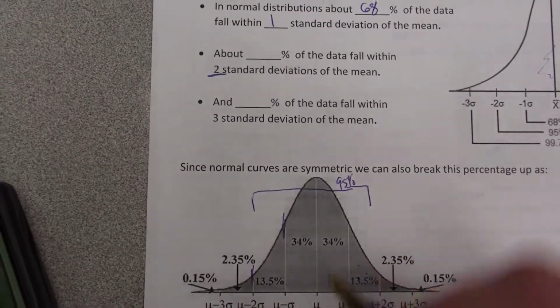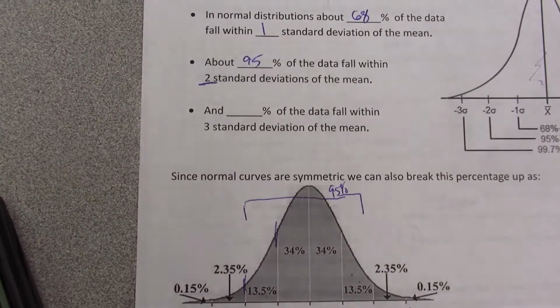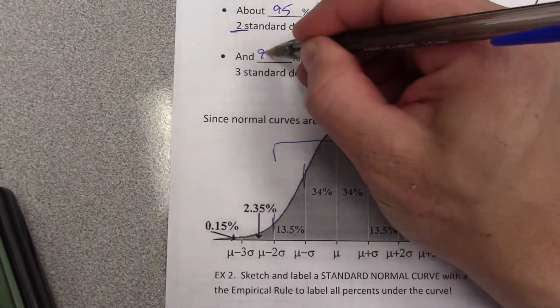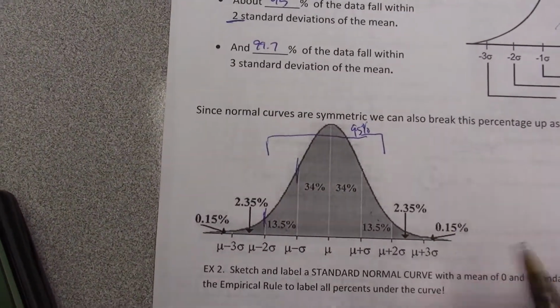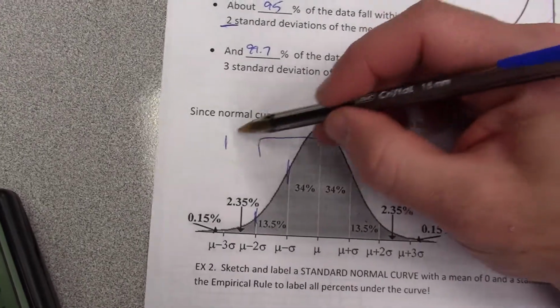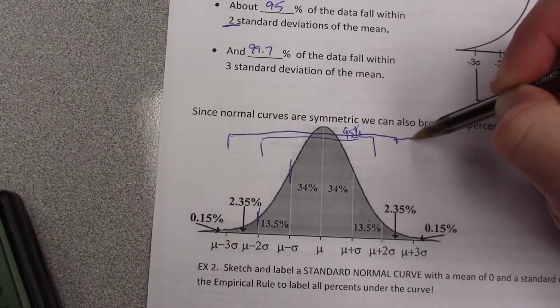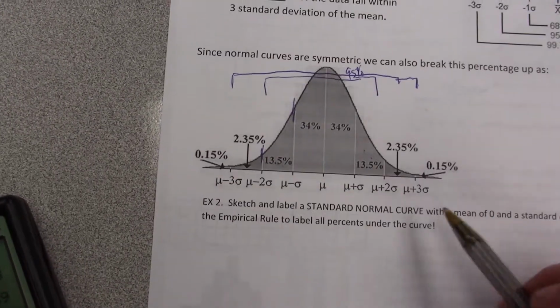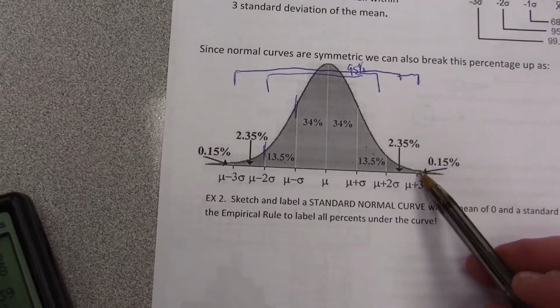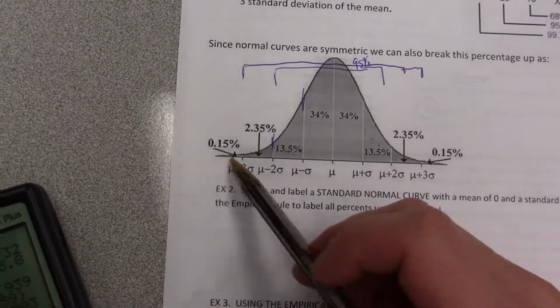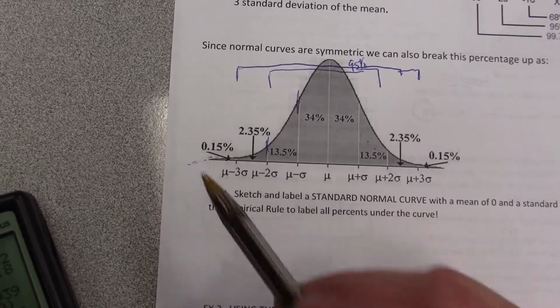And then if we extend it out to be one more standard deviation, we're going to find that 99.7% of the data happens between here and here. So there's a very, very small percentage that occurs on the tails that are bigger than or smaller than 3 standard deviations away.